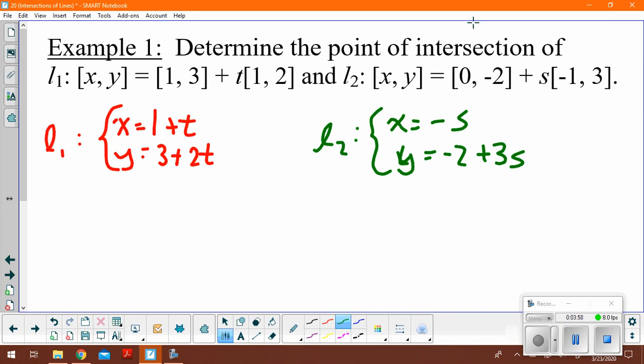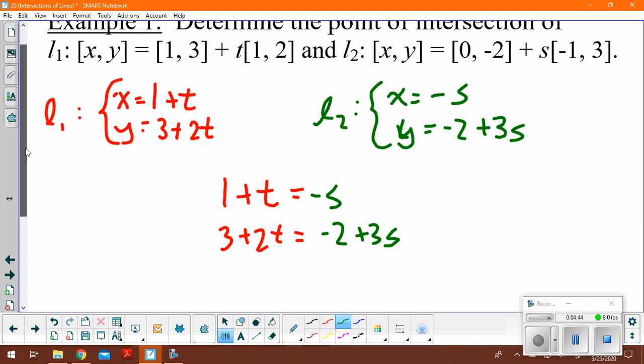I'm looking for the point where these 2 lines intersect. Wherever that would be, that means the xy coordinates would be the same on both lines. If this works, I should get the same thing for x here and here, and the same thing for y there and there. So that just means I can set those first 2 coordinates equal to each other. I have 1 plus t equals negative s. And the y parameters would also be equal to each other. So 3 plus 2t is equal to negative 2 plus 3s.